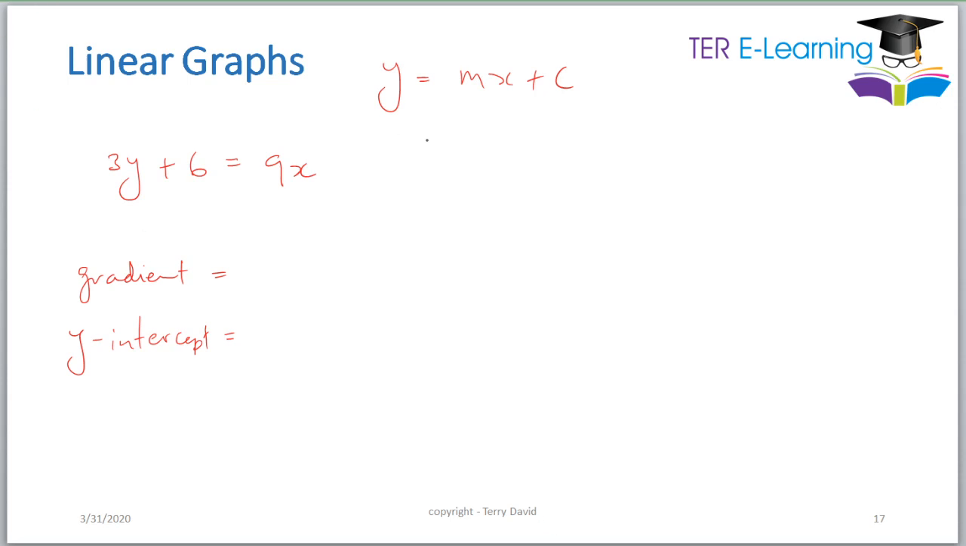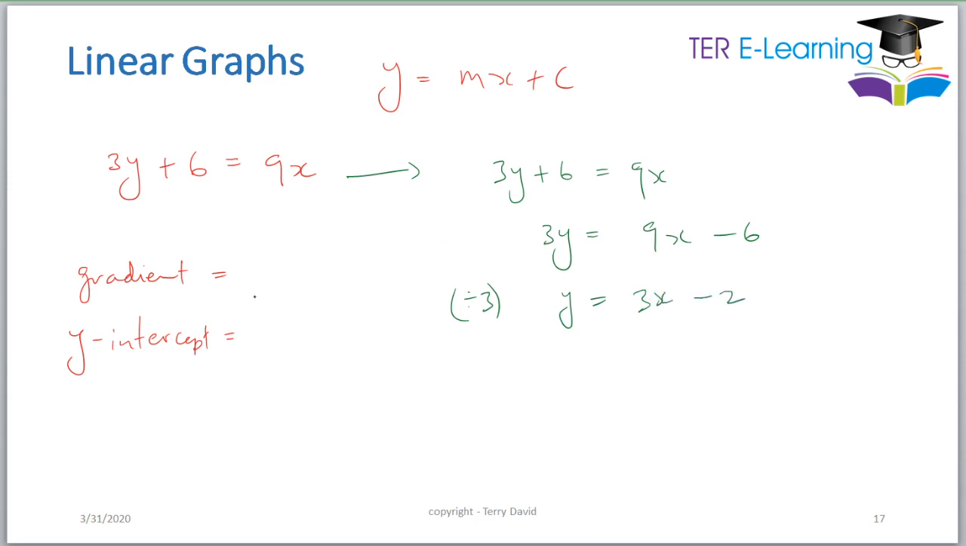So the first thing I need to do, I need to take this equation and write it in the form y equal mx plus c, right? So 3y plus 6 equal to 9x. Alright, so you can write 3y is equal to 9x. This is 9x minus 6. We divide every term by 3 because you want to get rid of this 3 on the left hand side. So this becomes y equal to 3x minus 2.